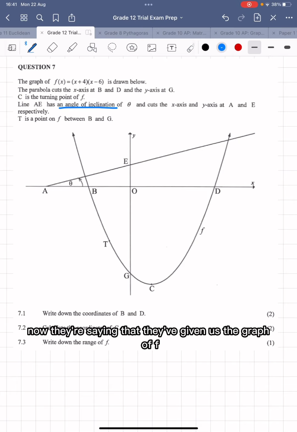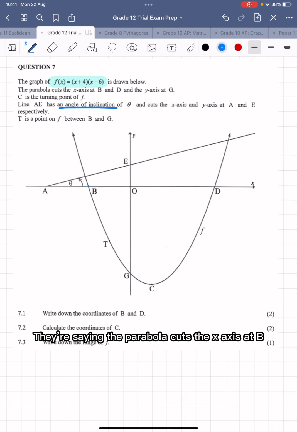Now they're saying that they've given us the graph of f and they have given us the equation of this graph as well. So this equation is written in x-intercept form. That is important going forward. They're saying the parabola cuts the x-axis at B and D and the y-axis at point G, and then C is the turning point of f. Now these points are important for the questions that we're going to do today.